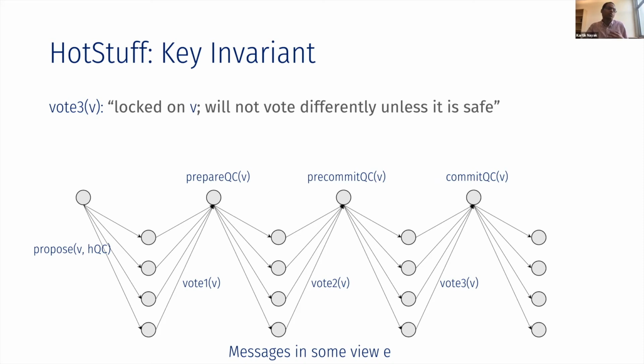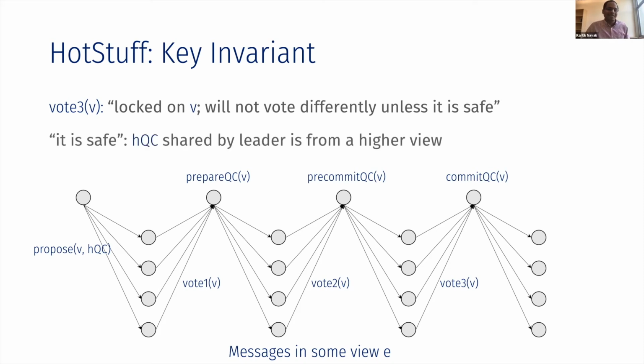So what does "it is safe" mean? Over here, it means that if your leader in a subsequent view can provide you with proof that there is a prepare QC that has been formed in a higher view, shared in the form of this HQC along with the proposal, then it is okay for me to vote. This proof essentially means that although I did a vote 3, I'm assured that no one has committed a different value.